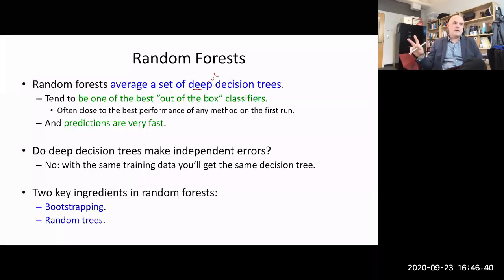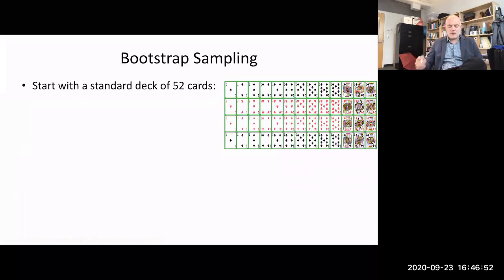So there are two ingredients on top of what we've talked about right now in order to make random forests, and then you understand random forests, okay? One is bootstrapping, the other one is random trees, okay? And they're related to one another. So for those of you who are not familiar with what a bootstrap sample is, we're just going to do it by example, and then it's sort of obvious what it is.